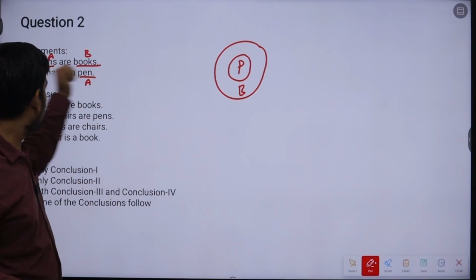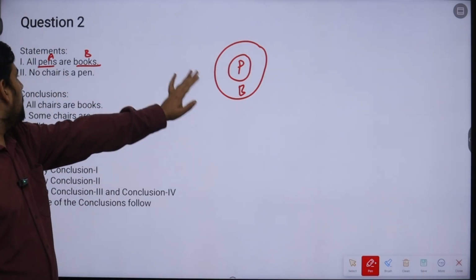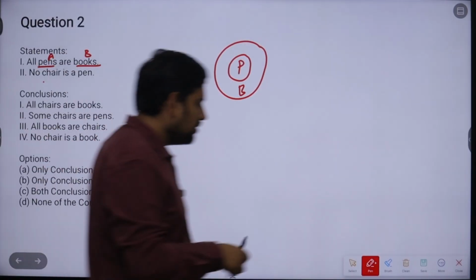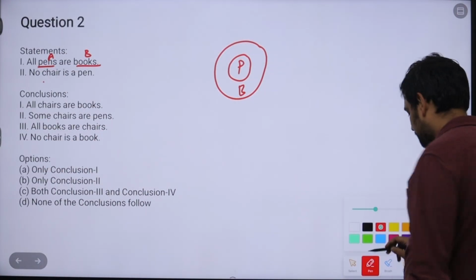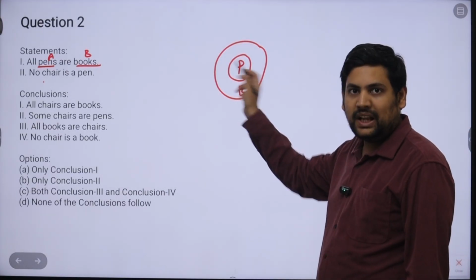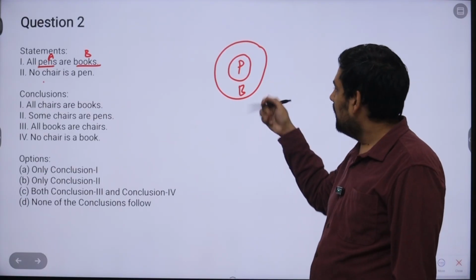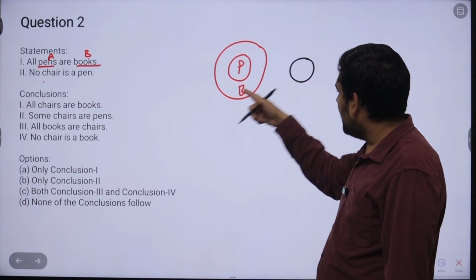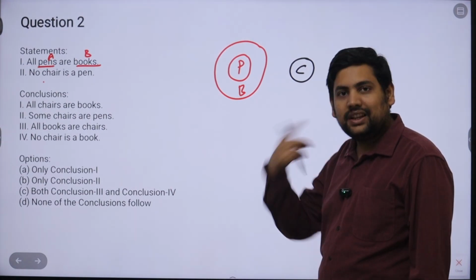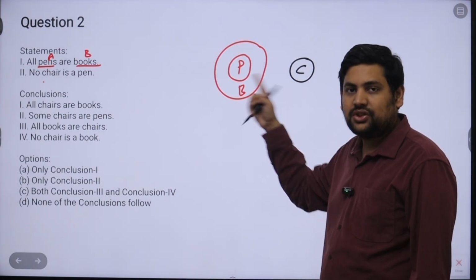So we will take both of them. First is all pens are books. This is done. Then no chair is a pen. Pen and chair do not have anything in common. Now one possibility is what? That B and C also don't have anything in common, correct? One possibility.